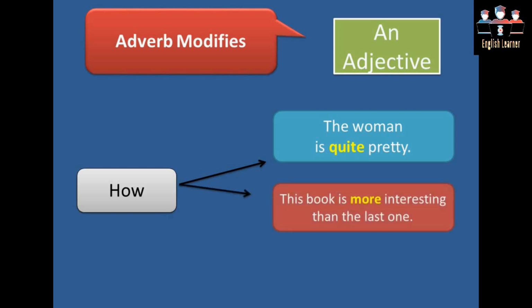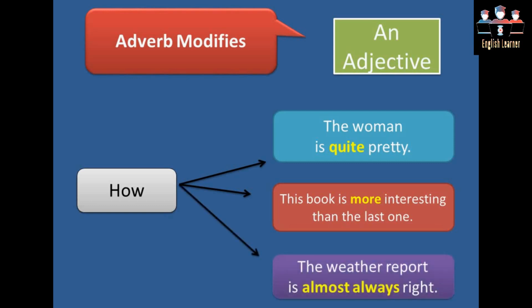Example number 2. This book is more interesting than the last one. In this example, interesting is an adjective, whereas more is an adverb. So it is an adverb modifying an adjective. Example number 3. The weather report is almost always right. In this example, right is an adjective, whereas almost always is an adverb which is modifying the adjective placed right after it.